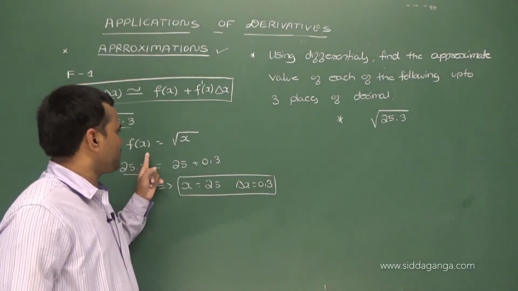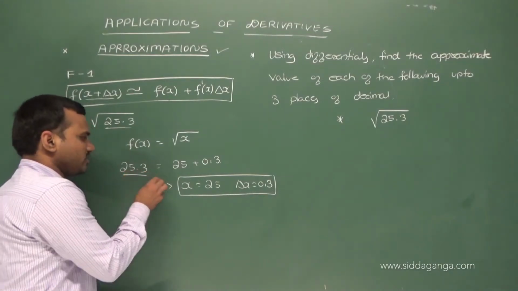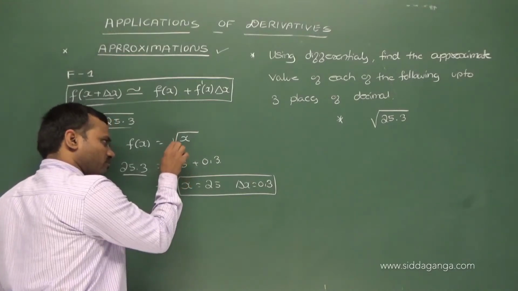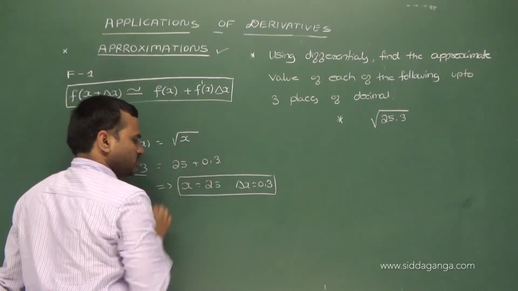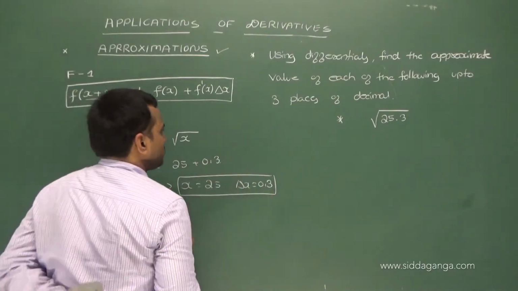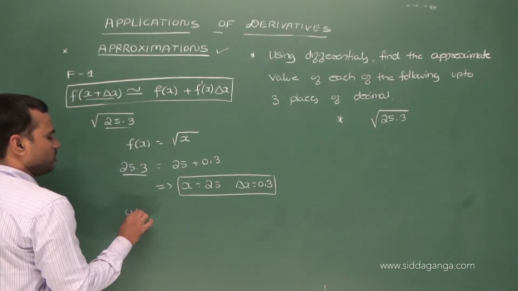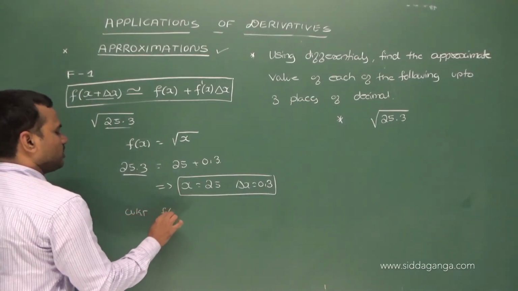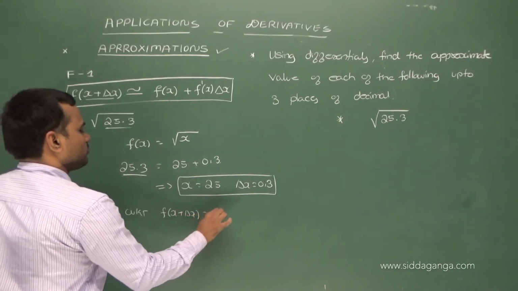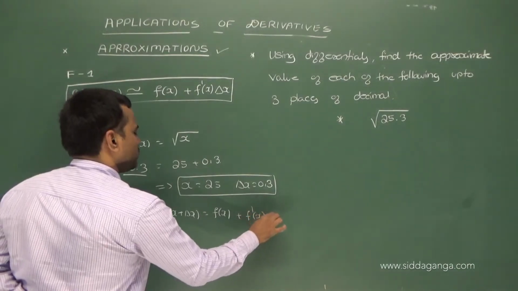So firstly, I write the solution. Okay, f of x is equal to root x. So we split 25.3 as 25 plus 0.3. This number is a perfect square number and this is very negligible small value. That implies x is equal to 25, delta x is equal to 0.3. Okay, next we know that, write the formula. We know that f of x plus delta x is equal to f of x plus f dash of x into what?